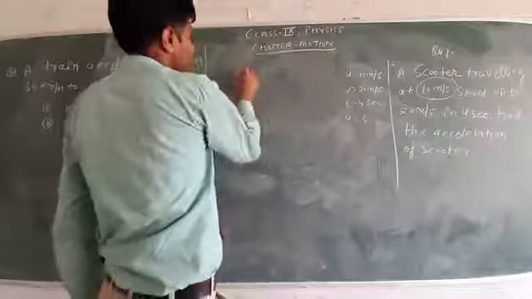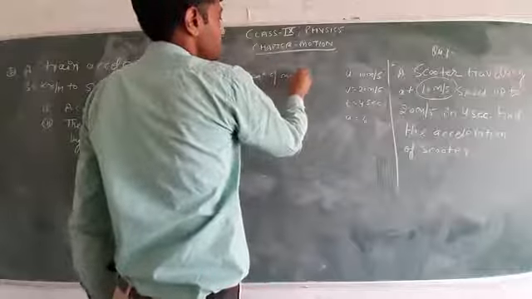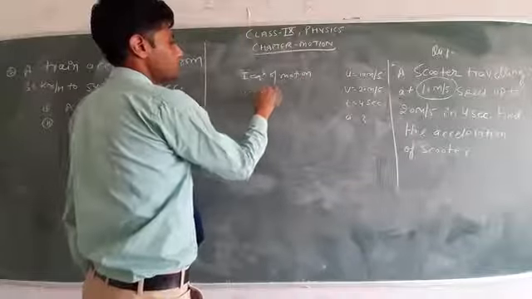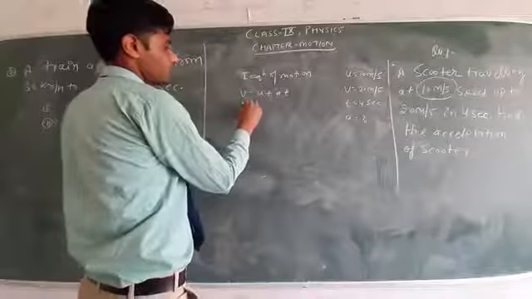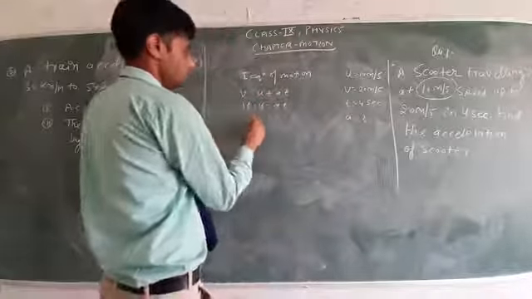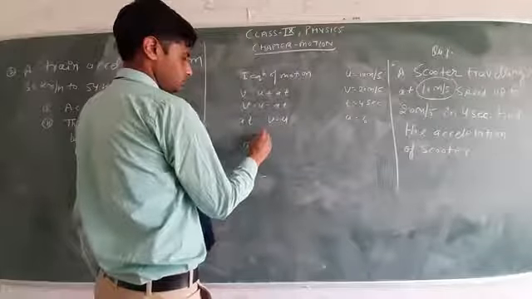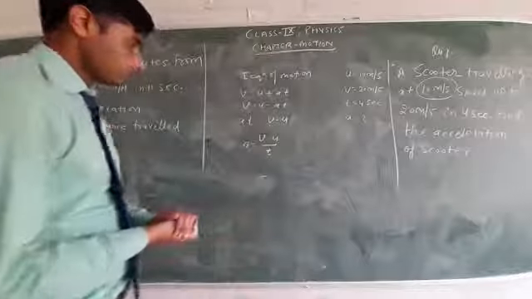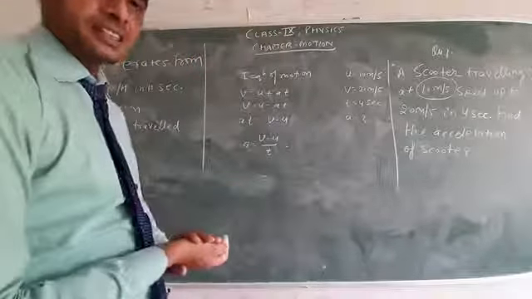So first, the equation of motion, v equal to u plus at. So we can write this as v minus u equal to at. So at equal to v minus u. So a is equal to v minus u upon t. So by putting in the values, you can find the value of acceleration easily.